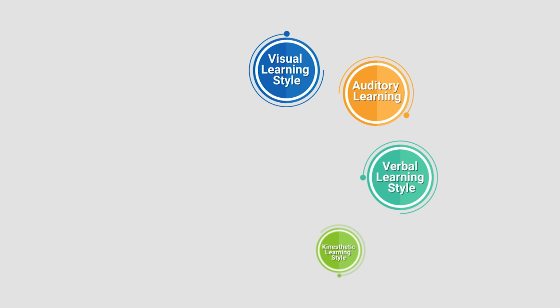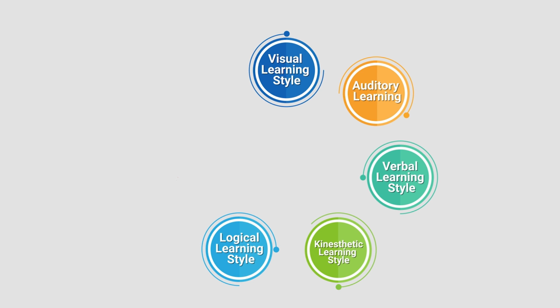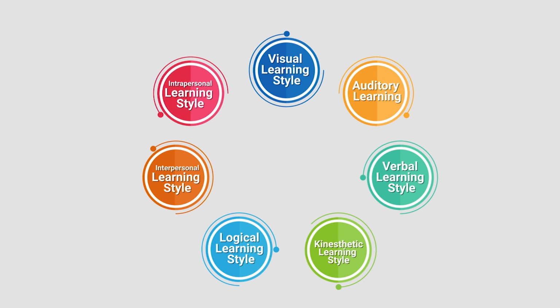The fourth is the kinesthetic learning style, in which they learn best through movement and hands-on activities. Fifth is the logical learning style. They think mathematically and systematically and use a lot of reasoning. The sixth is interpersonal learning style. They work best in groups and through collaboration. The seventh is intrapersonal learning style. They prefer to tackle tasks on their own and reflect often. Now we will be talking about each learning style in detail.